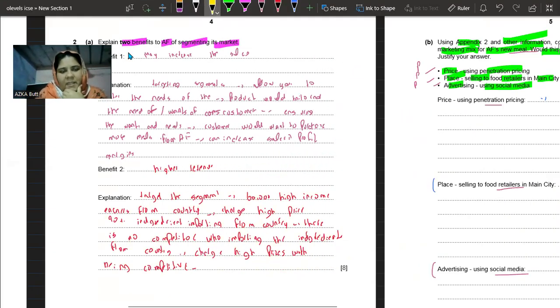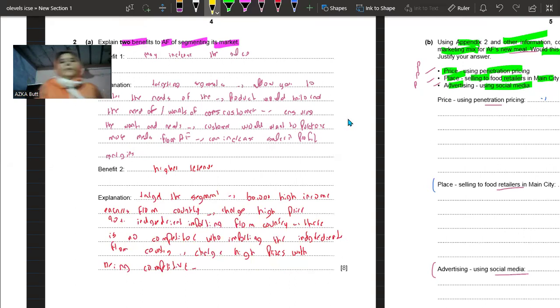Okay, so the second question is: explain two benefits to AF of segmenting its market. First of all, I have written here that it may increase the sales. How? Because targeting the segments allows you to cater to the needs of the people, and the product would be tailored as per the needs and wants of the customers. Ensuring the needs and wants of the customers means that the customer would want more purchases from you, more meals from AF, and it can increase the sales, and hence your profit margins would increase.